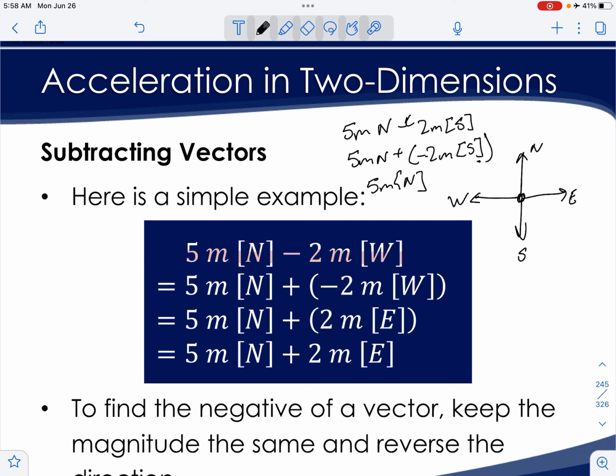And then if we flip this direction, it would be plus 2 meters north. So then we would end up with 7 meters north, okay? But here's a different example. We have 5 meters north down here, minus 2 meters west. So 5 meters north plus negative 2 meters west, or 5 meters north plus 2 meters east, okay?